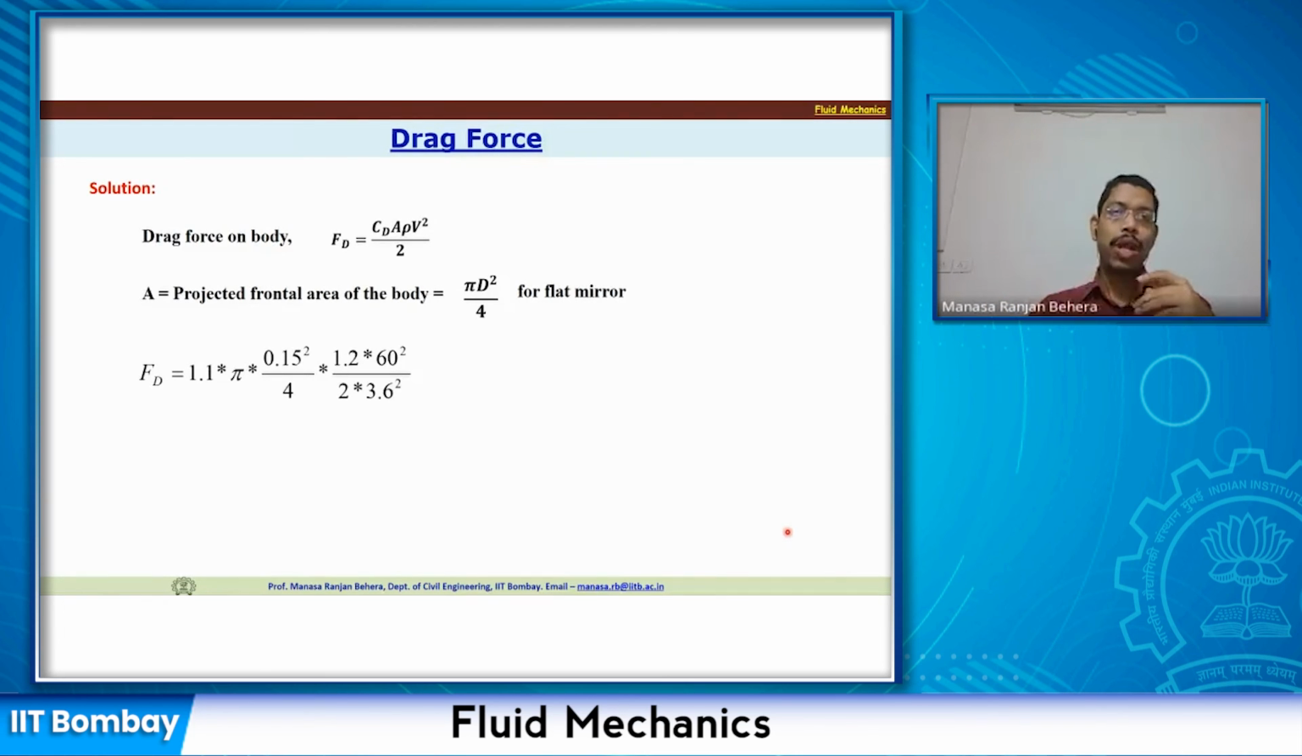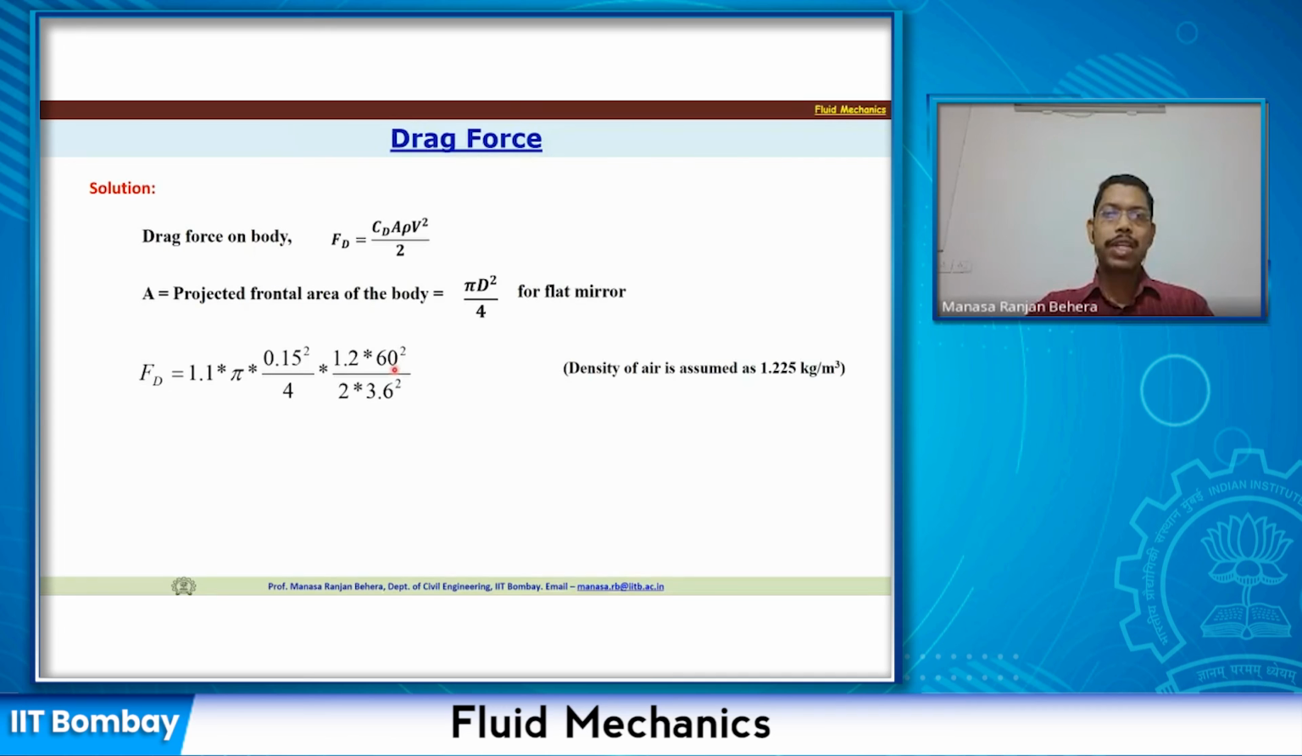All right, so now if you calculate the FD, your CD is 1.1, pi d square by 4, and this is nothing but your density 1.2 for the air. Okay, for the air density usually you can consider 1.225 kg per meter cube. Here if you put 1.225 also it's fine. So it is rho multiplied by V square.